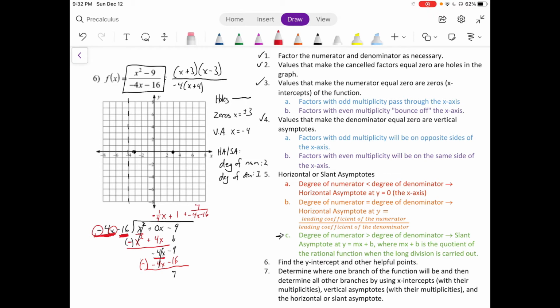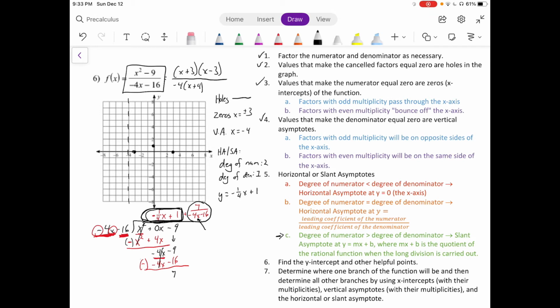So the slant asymptote is y equals negative 1/4 x plus 1. So this y equals this part without the remainder, because as x gets large, this fraction here gets smaller and smaller, close to 0. So it keeps getting closer to this line, but never reaches it. So we will graph that line as the slant asymptote. So it goes through 1 and it has a slope of negative 1/4.